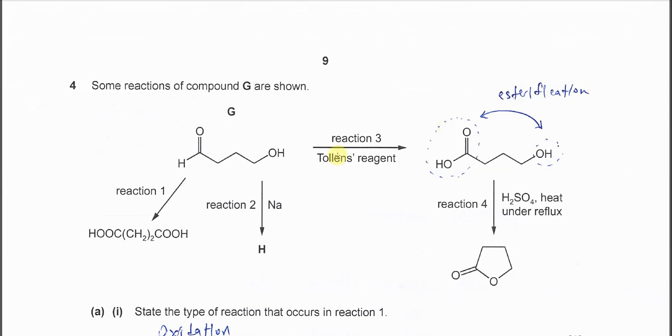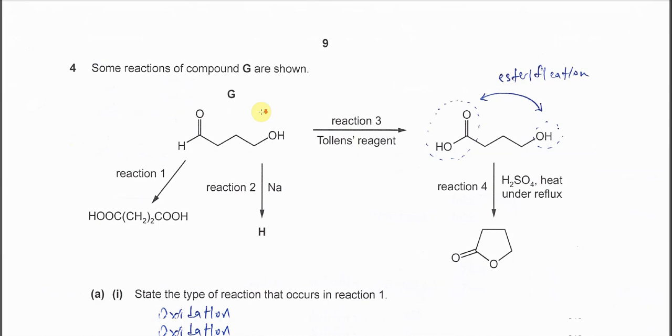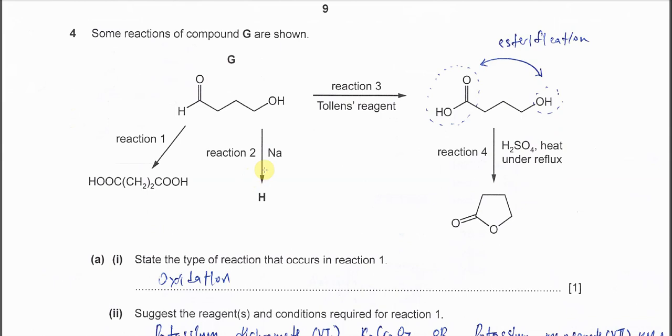Question 4. Some reactions of compound G are shown. Okay, this is compound G with aldehyde and alcohol group. After reaction 1 is formed dicarboxylic acid, so means both groups being oxidized. Sodium added to this G, we know that OH will react, okay, form hydrogen gas.